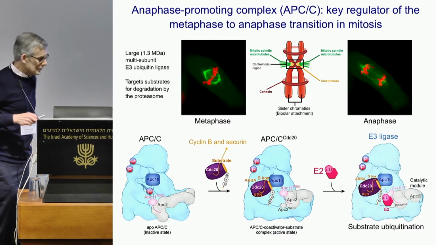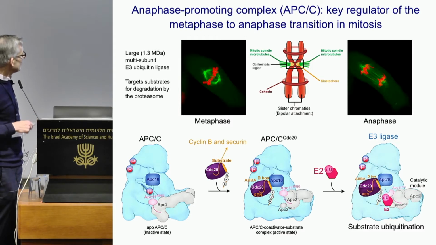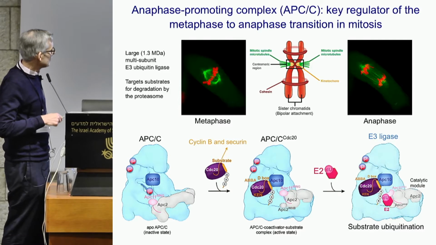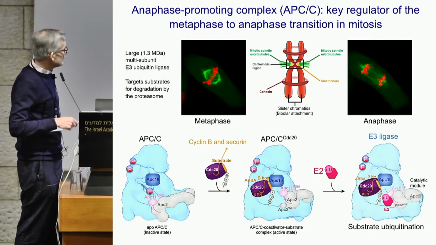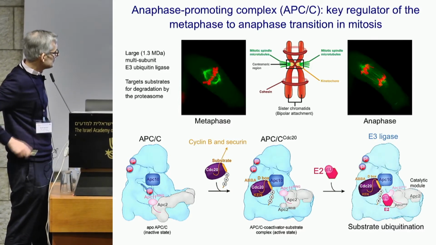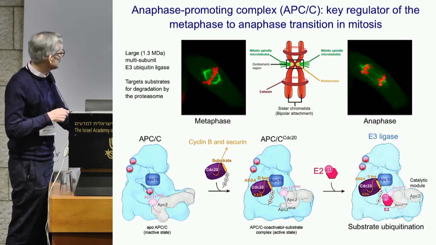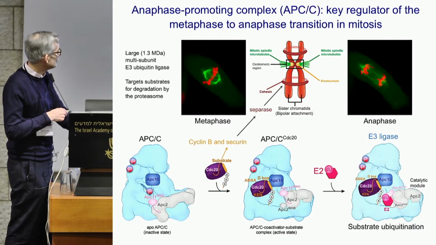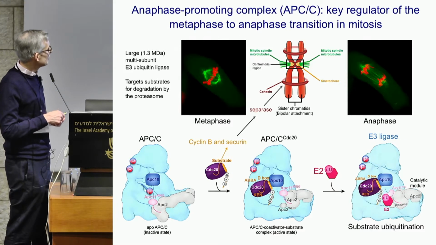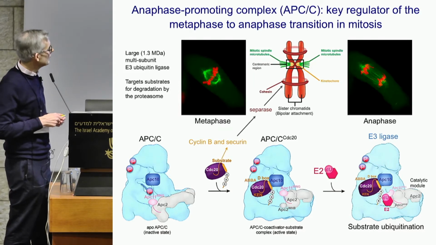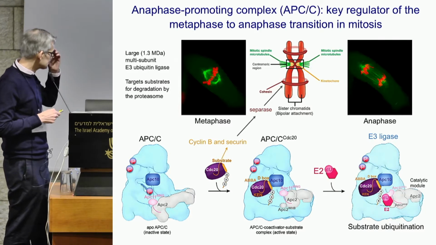In mitosis, the APC is activated by phosphorylation on multiple sites, and also by the binding of a co-activator subunit called CDC20 to generate the APC-CDC20 complex. This complex then recognizes and ubiquitinates two proteins, cyclin B and securin. These two proteins are inhibitors of separase, so their degradation by the proteasome system leads to the activation of separase, which then cleaves the cohesin ring, which maintains sister chromatid cohesion.